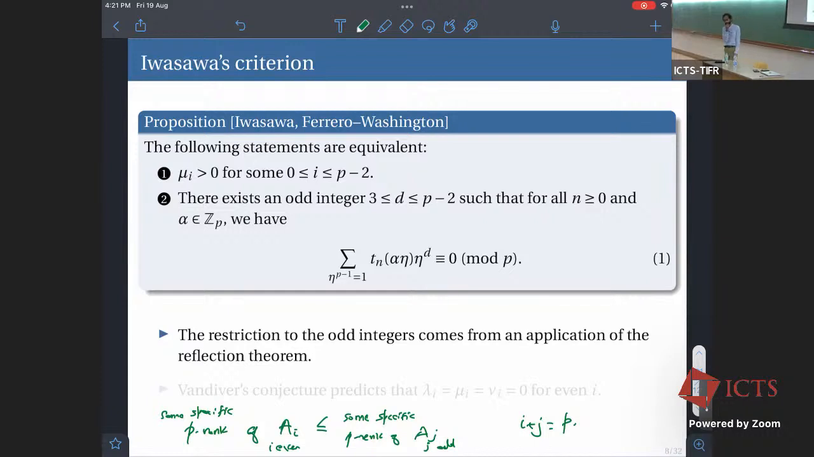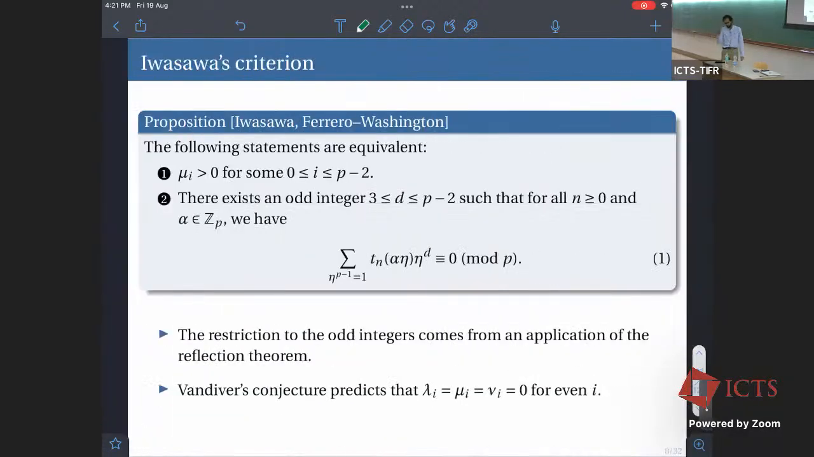So the restriction to the odd integers comes because you can deduce information about this reflected even component using the reflection theorem. But I should also say that since I'm working with the tame level 1 case, there's a conjecture, called the Vandiver conjecture, that all the even eigencomponents are just 0 on the nose. So this is a heuristic or prediction, that the lambda, mu, and nu invariants are all 0 for even i. But that's just an aside.